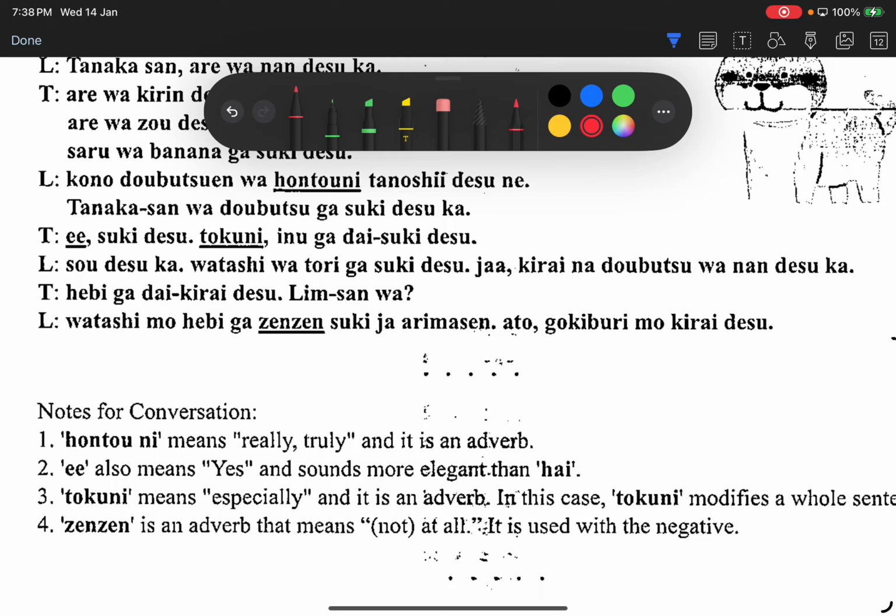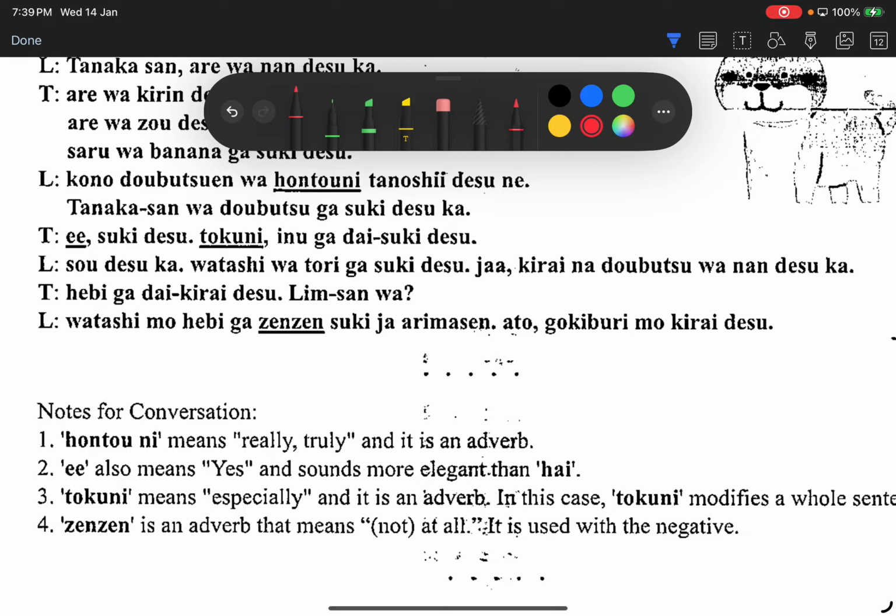じゃあ、嫌いな動物は何ですか? So じゃあ simply means so. Right? So 嫌いな. So 嫌い is a na adjective. So we have to put the na. So 嫌いな動物. So animals that you hate. Or if you want to think of it as an adjective, hated animal. Right? Hated animal wa nan desu ka? What is it? Right? So what do you hate?